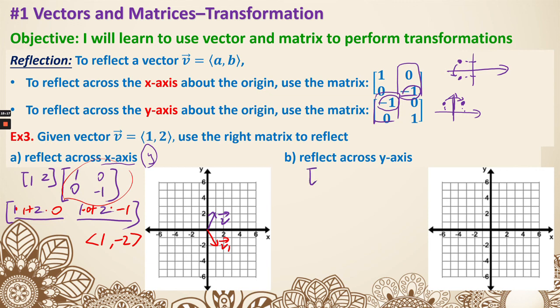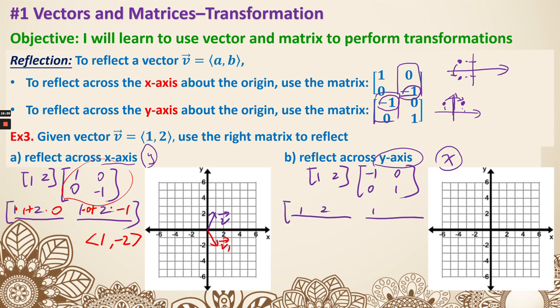We are going to reflect over the y-axis. So [1, 2]. Since it's the y-axis, the x is changing, so that is going to be [negative 1, 0; 0, 1]. Multiply, we have 1, 2, 1, 2. Then for the columns, we have negative 1, 0, multiply, add. We have 0, 1, multiply, add. And that is going to give me negative 1 and 2. So let's graph it.